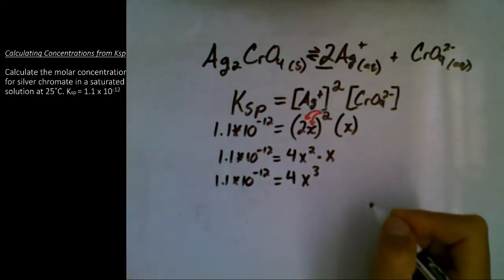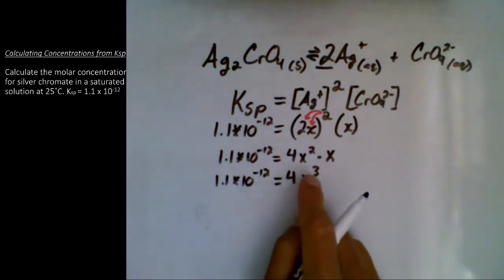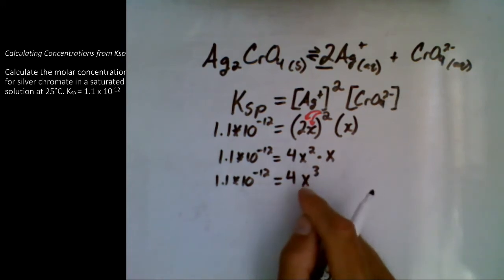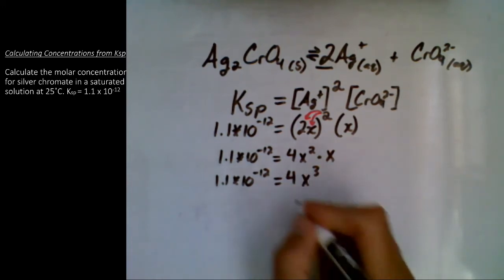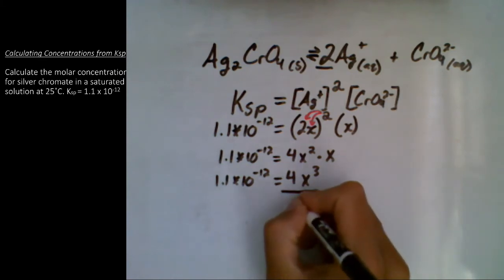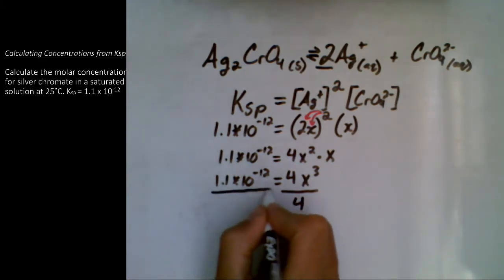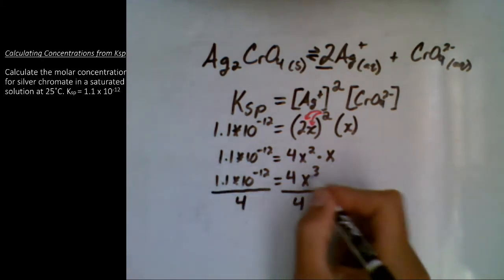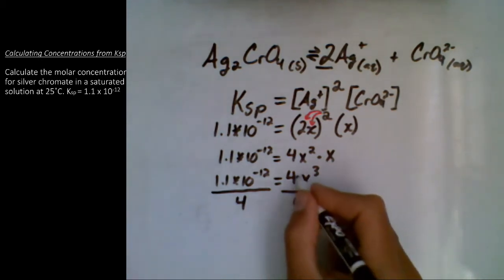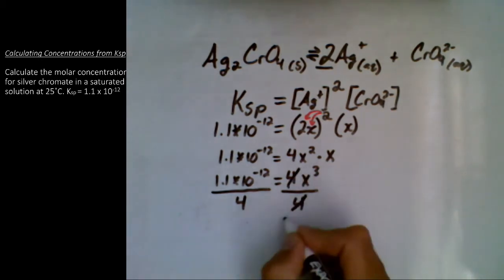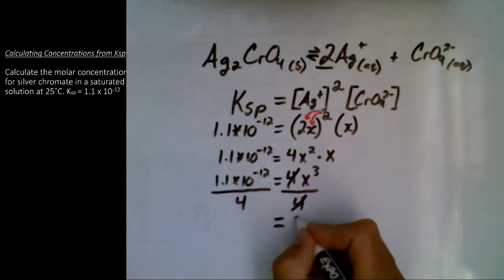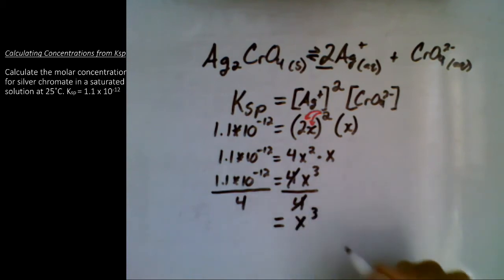And now we have to solve. I'm going to tell you right now, one of the biggest mistakes people make is they try and deal with this exponent first without dealing with the multiplication. So you have to get the x by itself before you can actually do anything about this cube. So we're going to divide by 4 on both sides, and that's going to eliminate the 4 for me over here. And I'm just going to be left with x cubed.